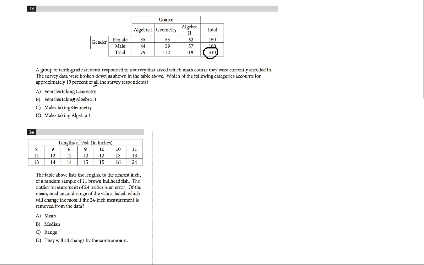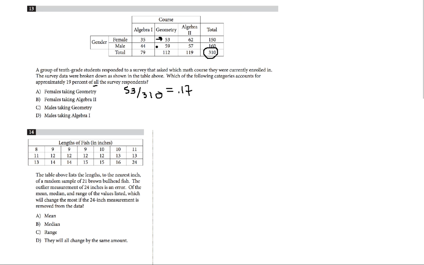So we're just going to start. Females taking geometry. You have a calculator, so these are pretty easy. So female taking geometry would be 53. So you take 53 and you divide it by 310, and I got 0.17. That's not 19%, that would be 17%.